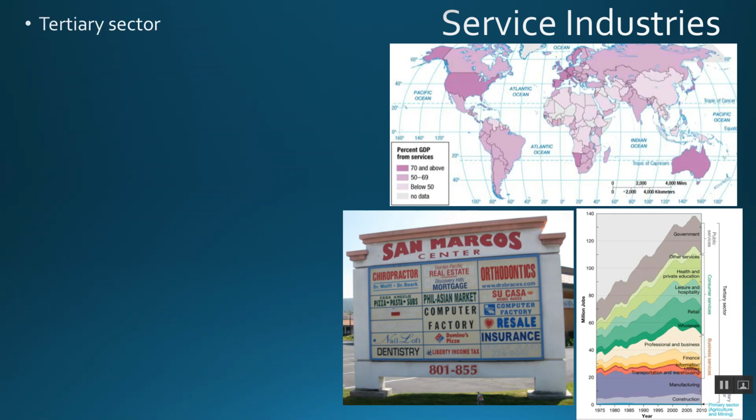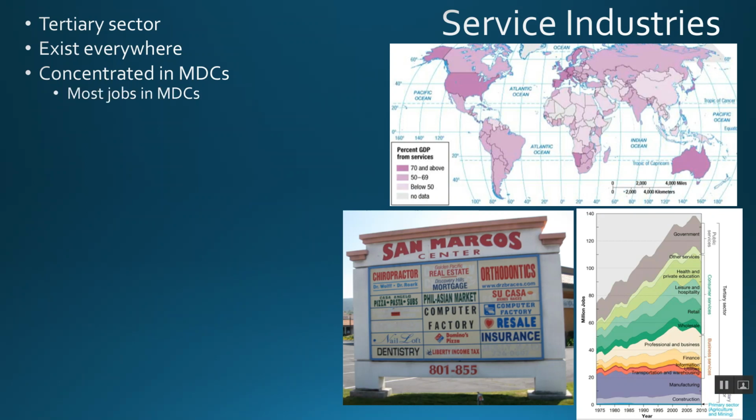They are the tertiary sector of the economy, which I talked about primary and secondary in the last chapter. They exist everywhere, but they are concentrated in more developed countries. So more developed countries, if you look at that map on the top there, the ones that have a darker shade of purple have a higher percentage of their gross domestic product coming from service industries. They need to exist everywhere, but they are concentrated in MDCs. And they provide most of the jobs in MDCs. And they see the most growth in MDCs as well.